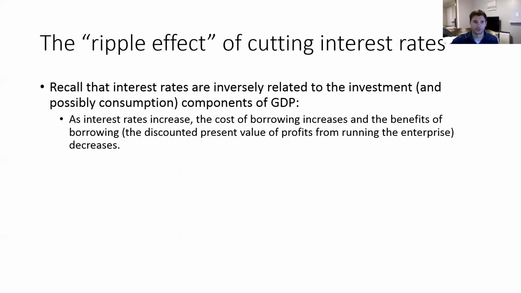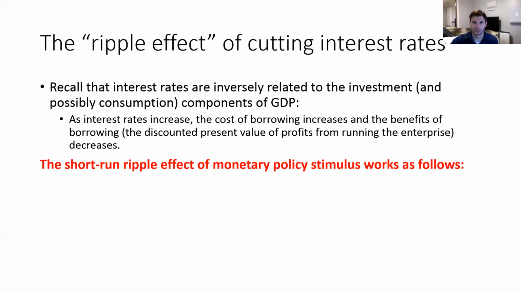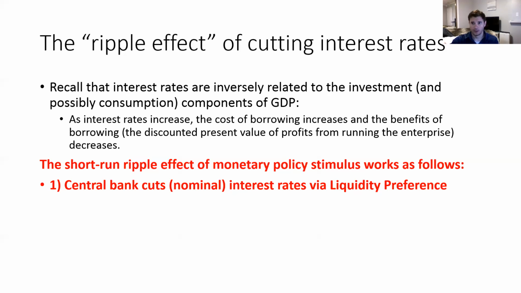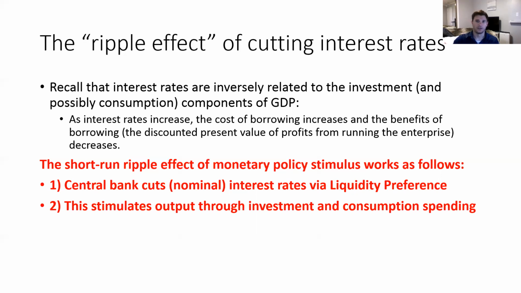So if the central bank was interested in stimulating output or stimulating GDP, liquidity preference implies the following ripple effect, the following mechanism. If we were to cut interest rates using the liquidity preference model, this requires the central bank to grow the money supply by growing the base. And doing so pushes nominal interest rates down. Once the interest rates drop, lower interest rates imply higher levels of investment and potentially consumption. And since those are components of GDP, this causes GDP to go up.